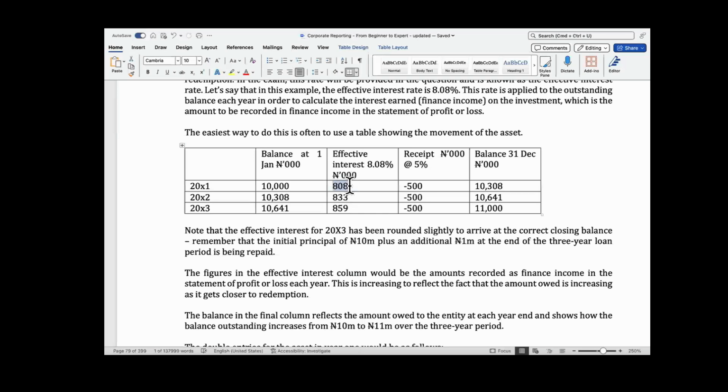This is 808. How about this 500? This 500, you credit that interest receivable to reduce it, and you debit bank. So that interest receivable remains 308, which you are going to bring back to your financial asset account. That is what is bringing it up to 10,308.